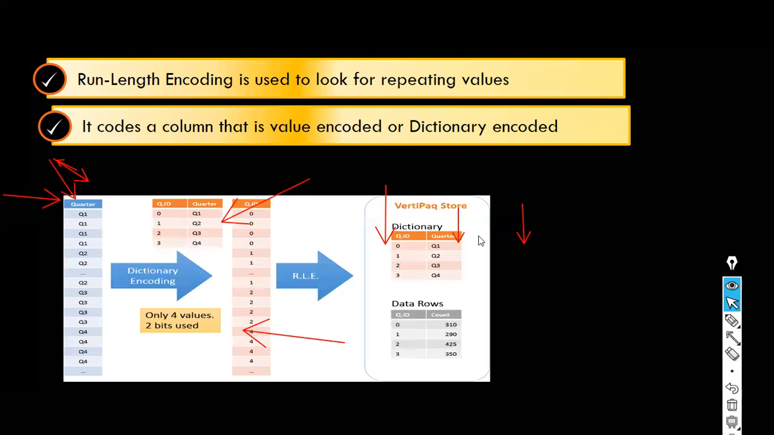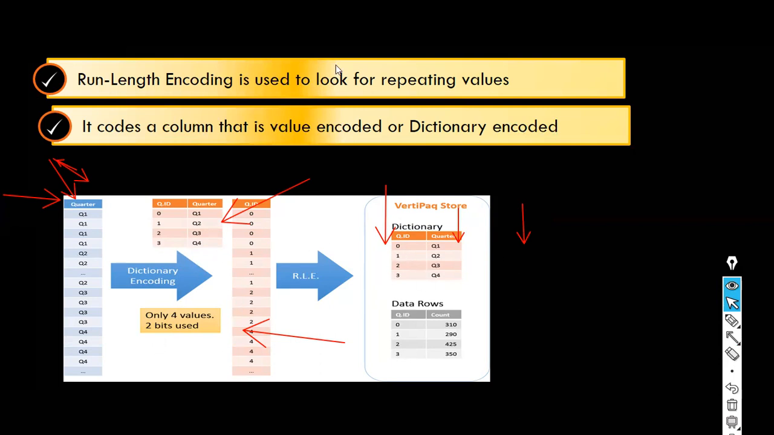No, we don't have to do it. It is all taken care automatically. That's what I said, where the X velocity engine does the compression. For us to understand how it does the compression, I'm explaining it here. And if you see the original data here, all the Q1s were repeated by 0 and Q2 by 1. So this is how it works.